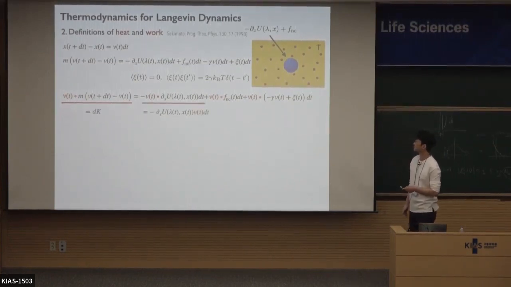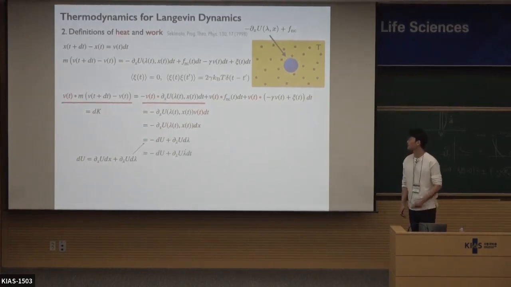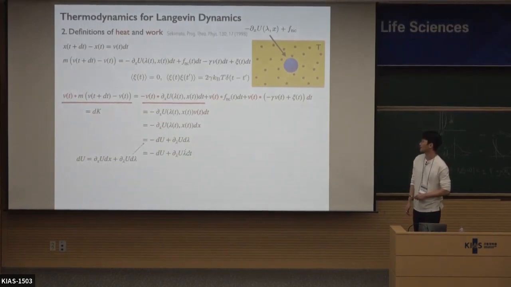Okay, and then let's look at the next term. Even though there is a Stratonovich product here, on the left-hand side and right-hand side there is no Cauchy noise here. So this product can be changed into just a normal product. And then this v dt can be written in this way, dx. And we know that the total derivative of u can be written in this way by the chain rule: partial derivative with respect to x and partial derivative with respect to lambda. By using this, we can change it into this total derivative and then the partial derivative with respect to lambda. And then d lambda can be written as lambda dot dt. Here, lambda dot is the time derivative of lambda.